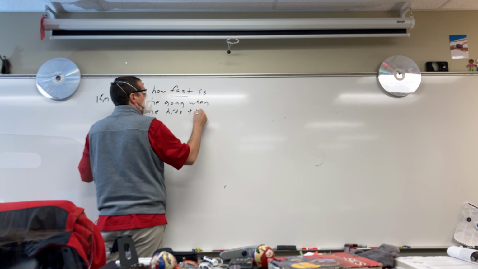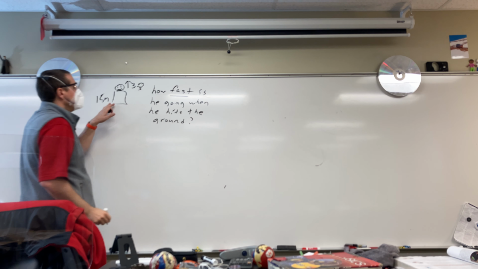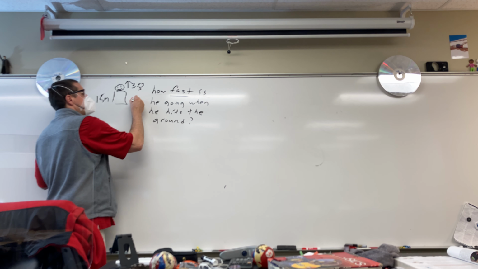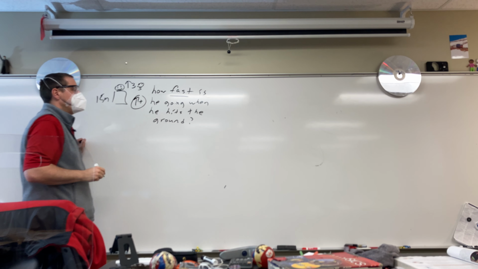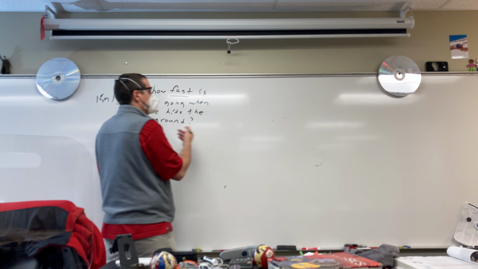All right, so what are we going to do? We're going to draw a picture. We've already done that. We're going to define which way is positive. I'm going to go ahead and call up positive. That's what most of us do. Then we're going to list our 5 variables for the y direction. Okay, and we're going to try to figure this out.